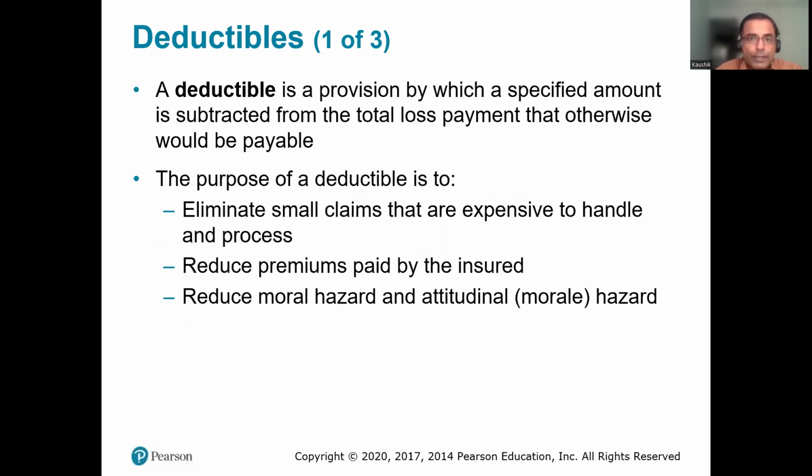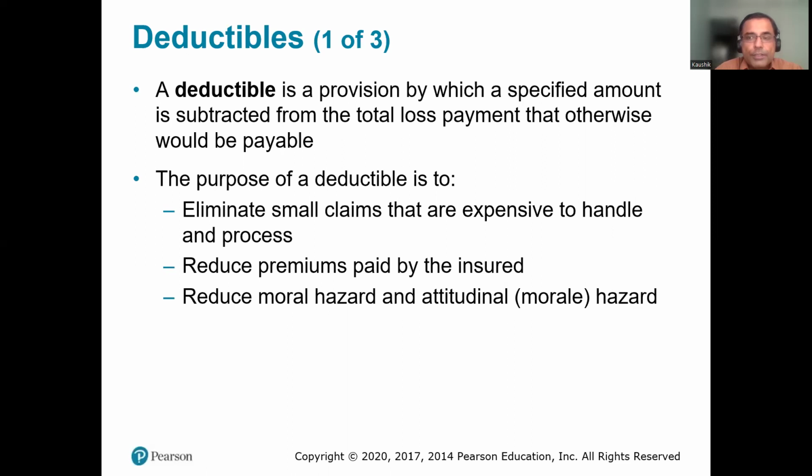Now we look at deductible. Deductible is a provision which helps the insurance company to subtract a certain amount from the total compensation paid to the customer. The idea is to eliminate small claims which are otherwise more expensive to handle. It also helps to reduce premiums and also reduce moral hazard and attitudinal hazard by the customer.